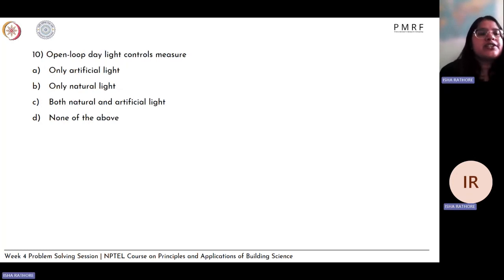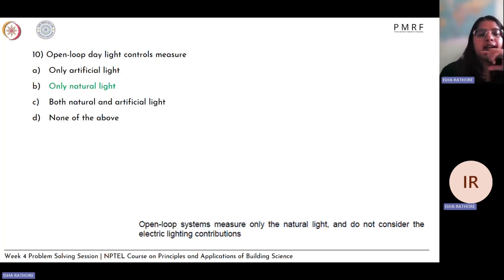So moving on to question 10, open loop daylight controls measure A, only artificial light, B, only natural light, C, both natural and artificial light, and D, none of the above. Okay, so the correct answer here is B, only natural light.